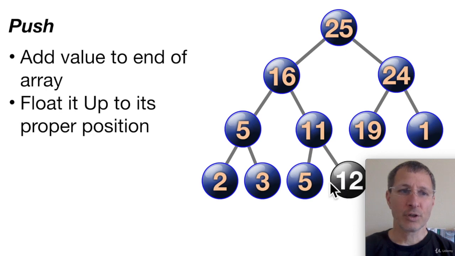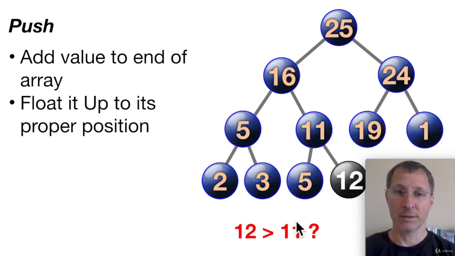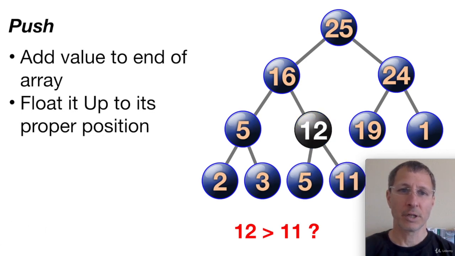And then we need to float it up to its proper position. Well, how do we do that? We need to compare 12 to 11. If 12 is greater, then these two will swap places. Yeah, it is greater. So we want the 12 and 11 to swap places. Now we need to compare 12 to its new parent, 16. Is 12 greater than 16? No, it's not. So there's no more swapping. 12 is already floated up to its proper position in the heap.